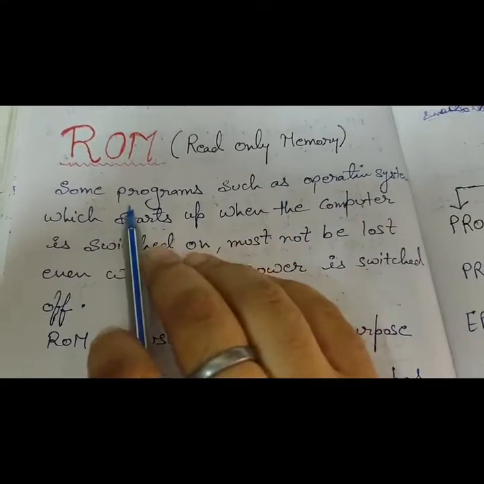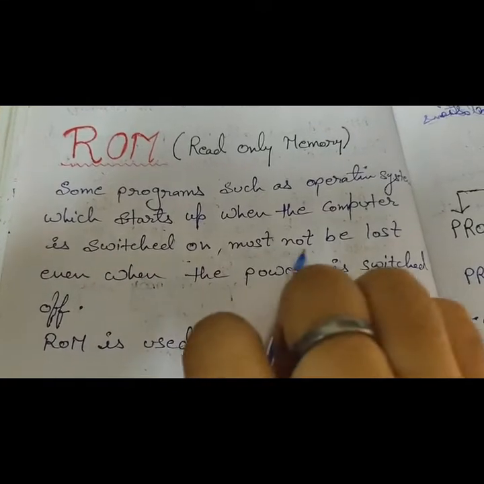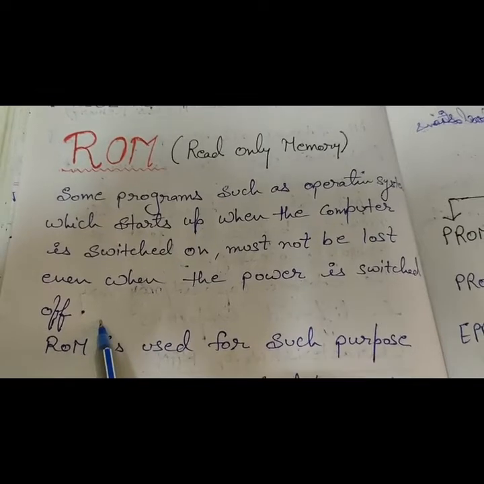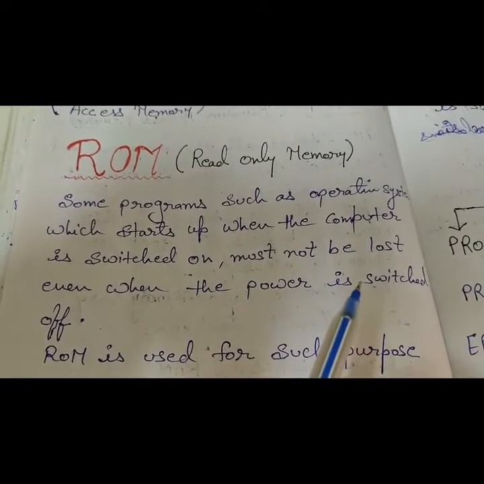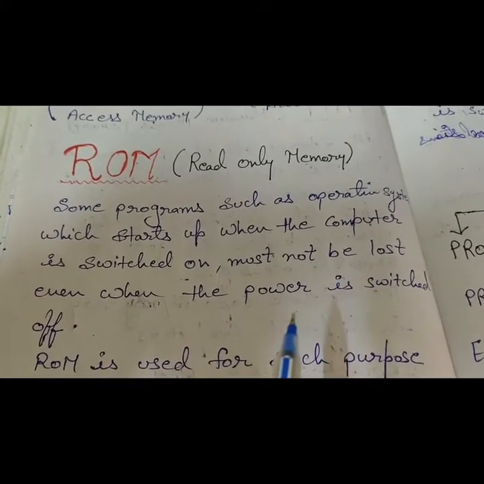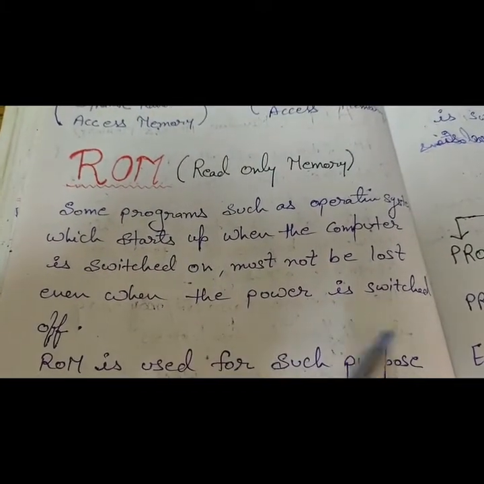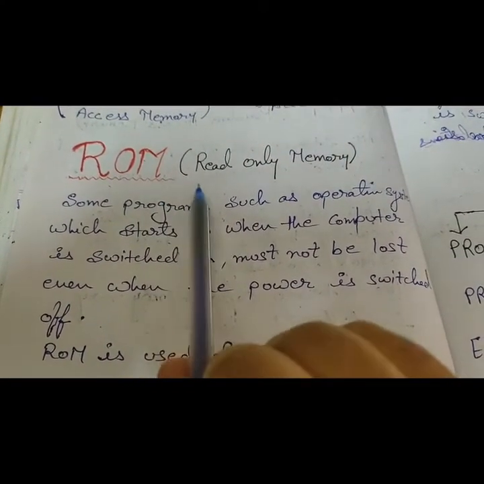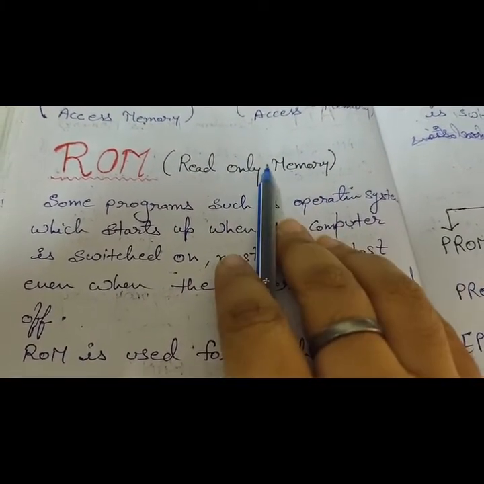Read only memory. Some programs such as the operating system, which starts up when the computer is switched on, must not be lost even when the power is switched off. For example, when you switch on your computer, you have seen there is a booting process going on. There is a line of dots moving on your system, that is known as the booting process. All those programs are stored in our ROM. When your power is switched off, your data is never lost. So all the data which is permanent in nature is stored in ROM.